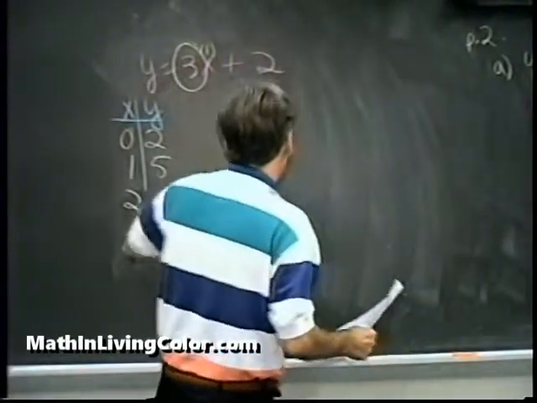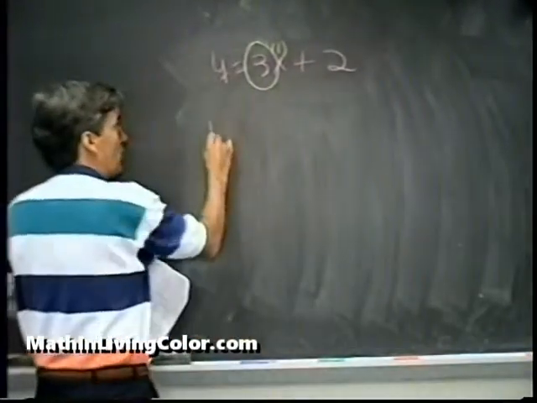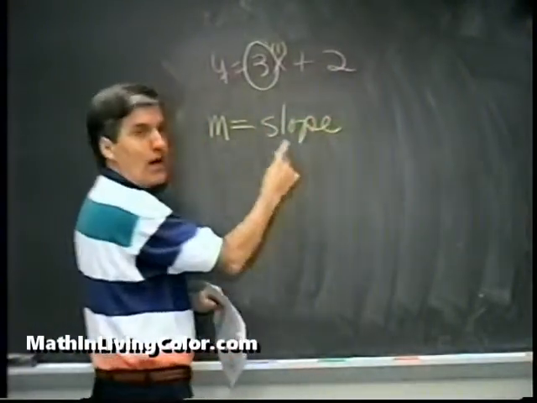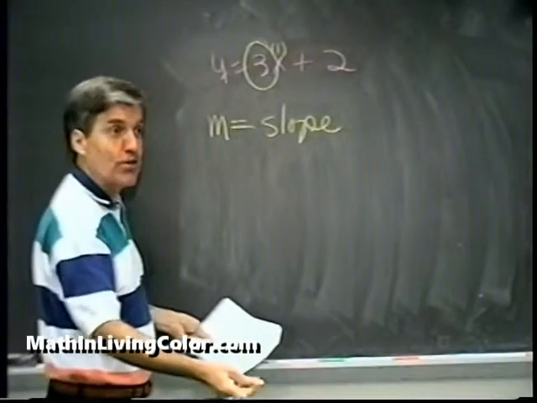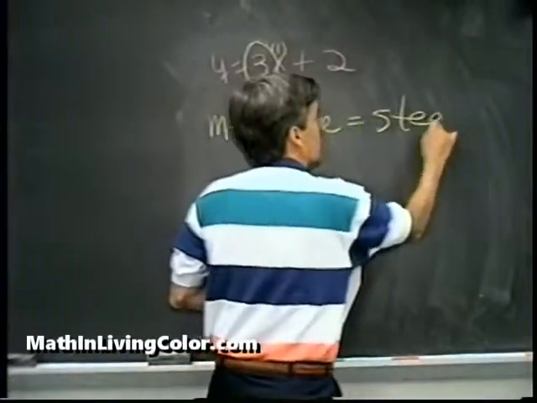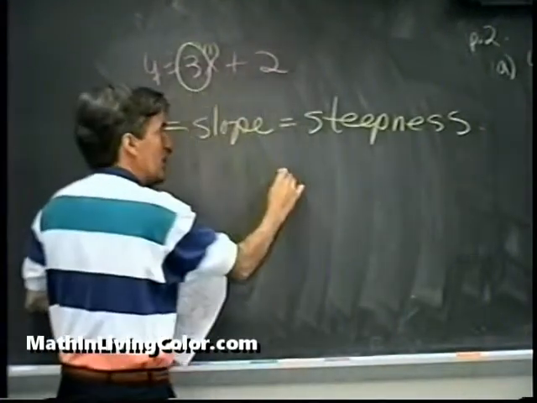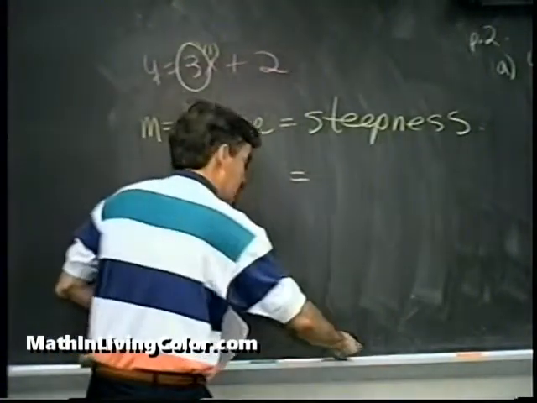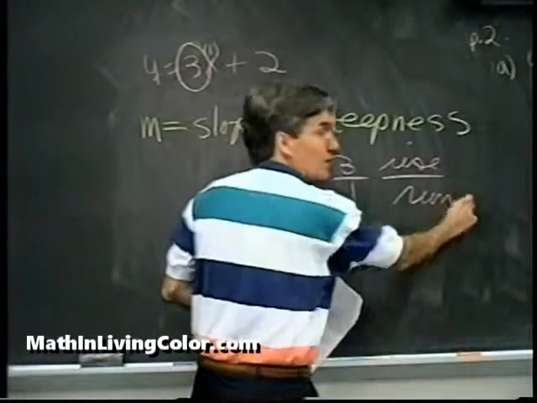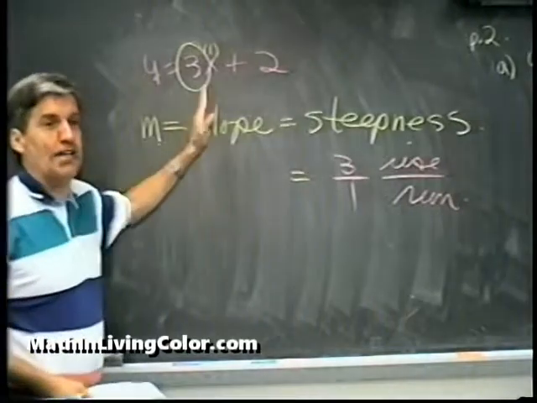So now what I've said is if the problem says y equals 3x plus 2, then the slope of the line, we use m for the slope. M equals the slope, and don't ask me why they use m for slope, because nobody knows why. M is the slope of the line, which is the steepness of the line, and the steepness is the coefficient of x, and in this case it's 3 over 1. It means the rise over the run. And it's always the coefficient of x when the equation says y equals.